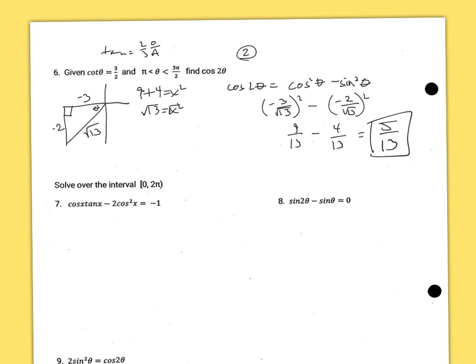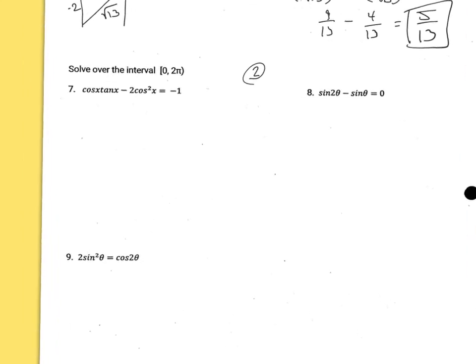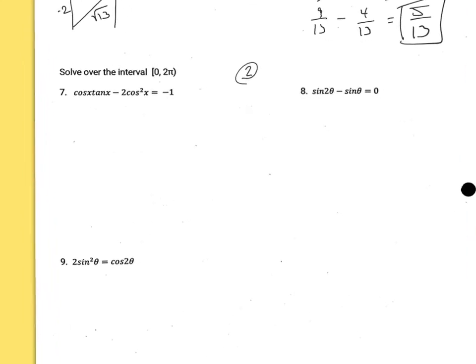And then finally, the solving problems, the ones that have been around forever, there are 2 of these. There's actually one that you're going to have to factor and one that you won't have to factor, which is nice. Use those trig identities.